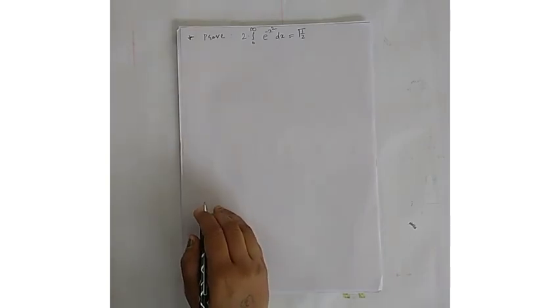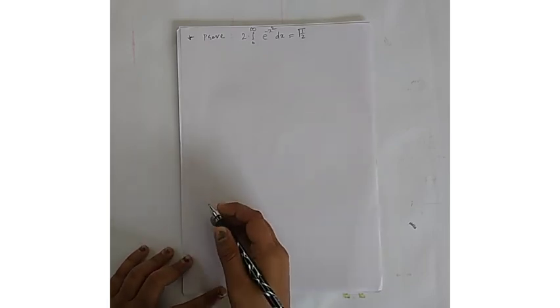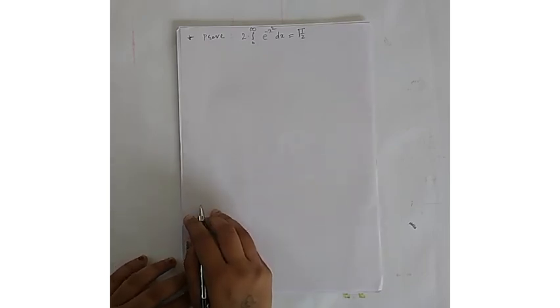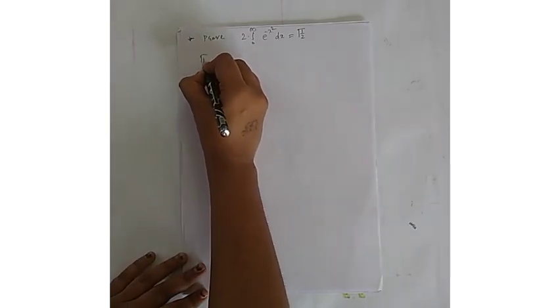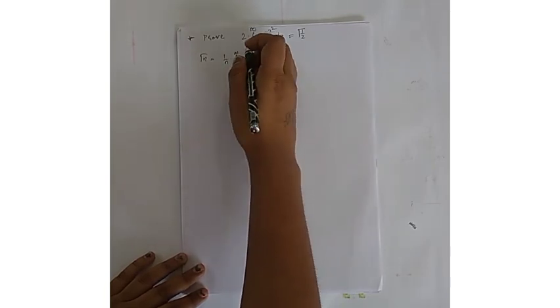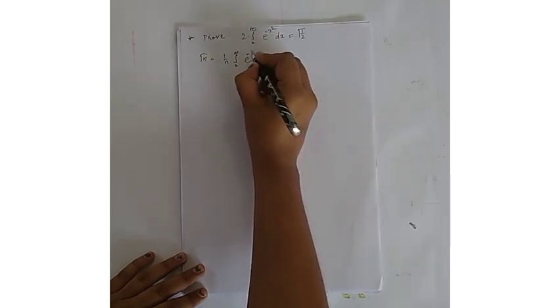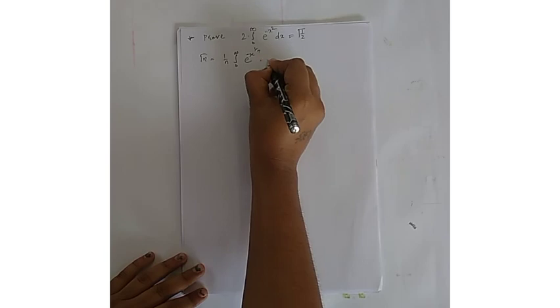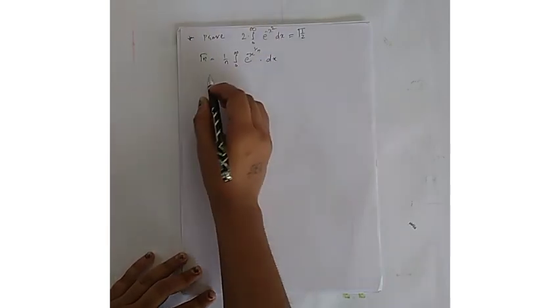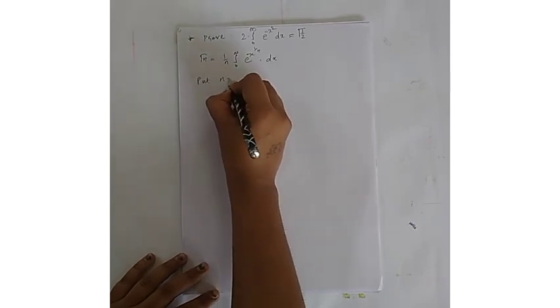Next we are going to prove a form: the integral from 0 to infinity of e raised to minus x square dx is equal to gamma 1 by 2 divided by 2. Earlier we proved a form of the gamma function, that is gamma n is equal to 1 upon n into the integral from 0 to infinity of e raised to minus x raised to 1 upon n dx. Here I put the value n equal to 1 by 2.